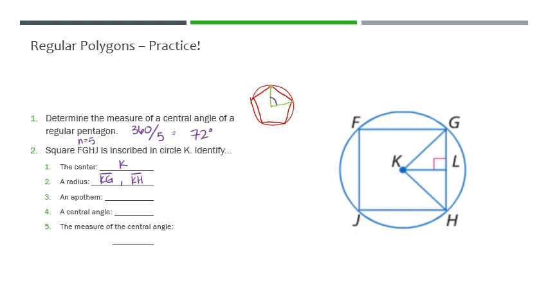An apothem. The only one drawn here is KL. Again, it starts at the center and is perpendicular to one of the sides. Therefore, a central angle, we'll name it angle GKH, could be angle HKG. And the measure of the central angle, well, okay, this is a square, so n is equal to 4. So 360 divided by 4 is just going to be 90 degrees.